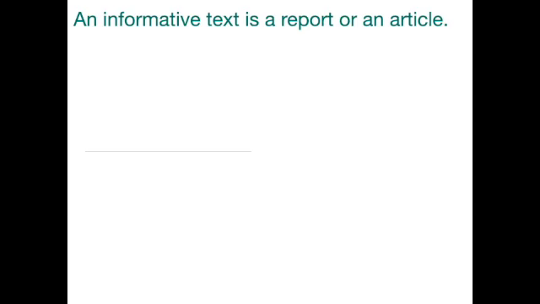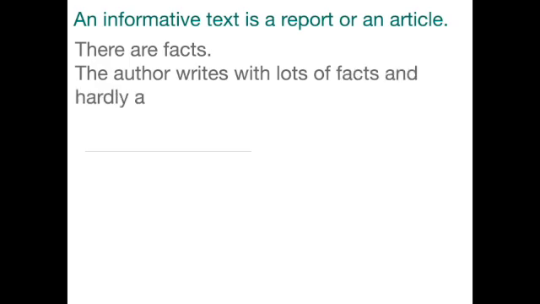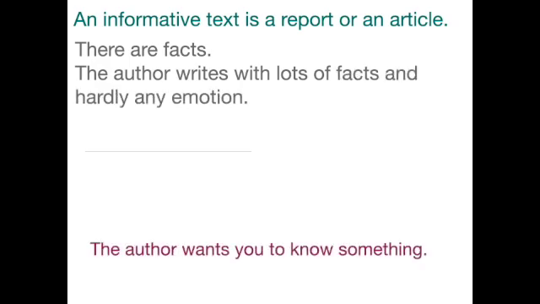An informative is like a report or an article you read in a newspaper. There are a bunch of facts, and the author writes lots of facts and hardly any emotion. The purpose here is that the author wants you to know something factual. So you could call a recipe to make pancakes an informative writing piece. Your history book, your science textbooks, all those are informative.